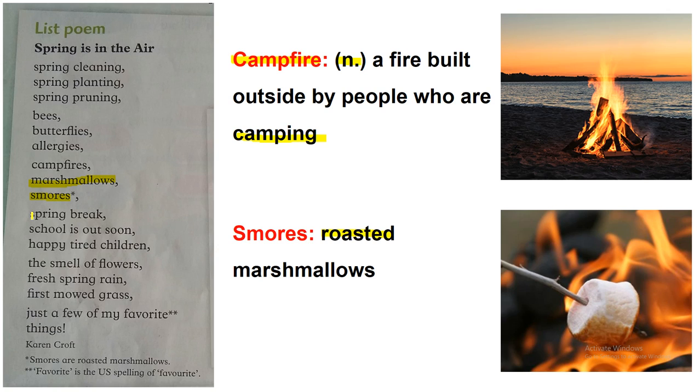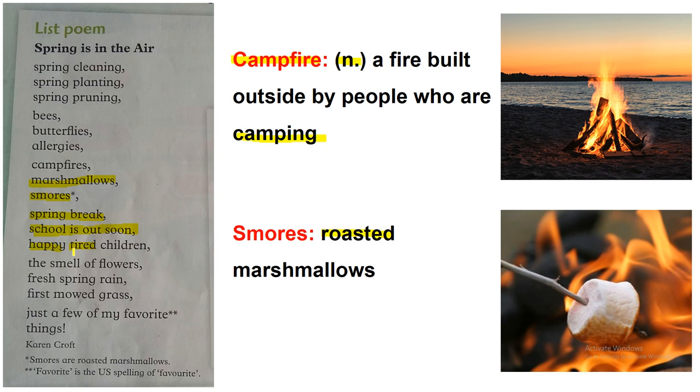What else? We have also spring break. Of course, if you have school in March, the school will stop because we will have spring break. That's why school is out soon. You will have spring break, so you won't have school. So the children will be happy but tired. Tired because maybe they just stopped their education. So school is out soon.